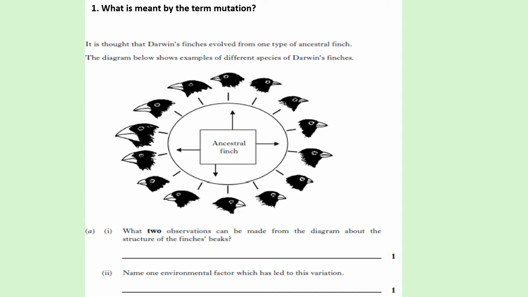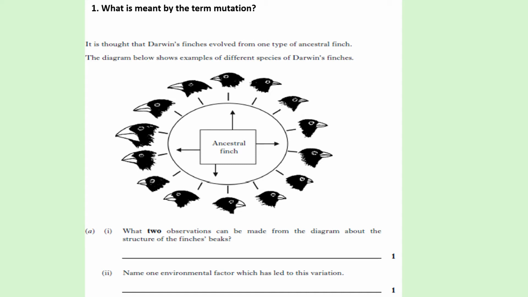You should now know all about mutations and adaptation, and you should be able to pause the video and answer the questions before I go over the answer. So the questions are: what is meant by the term mutation? And then the next question is: it is thought that Darwin's finches evolved from one type of ancestral finch. The diagram below shows examples of different species of Darwin's finch. For part I, what two observations can be made from the diagram about the structures of the finch's beaks? And for part II, name one environmental factor which has led to this variation.